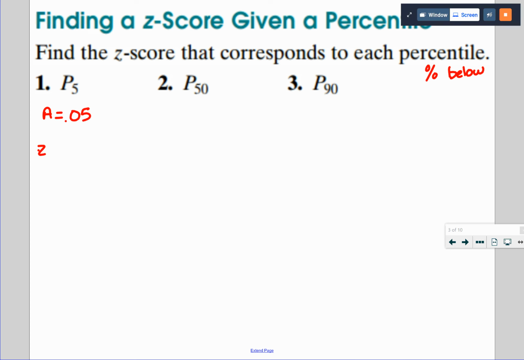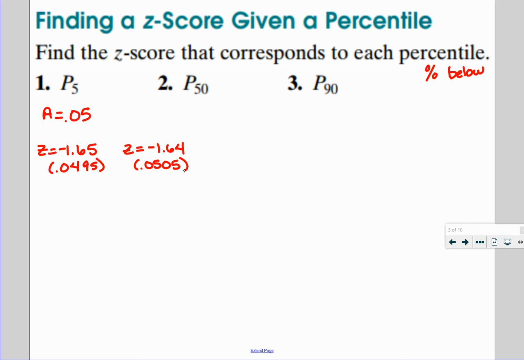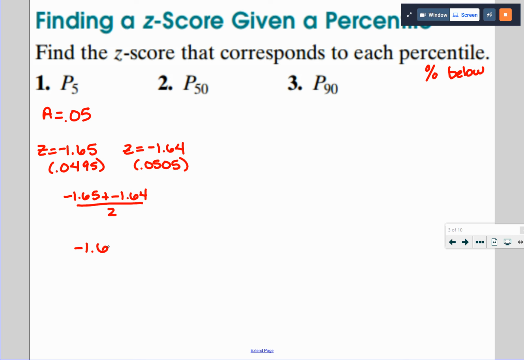If I look at a z-score of negative 1.65, I have an area of 0.0495. If I look at a z-score of negative 1.64, I have an area of 0.0505, okay? And 0.05 is the midpoint of those two. It's right between them, okay? So what we do is we just take those two z-scores, add them up, divide by 2, find the midpoint, negative 1.645 is the number that we're going to use then.